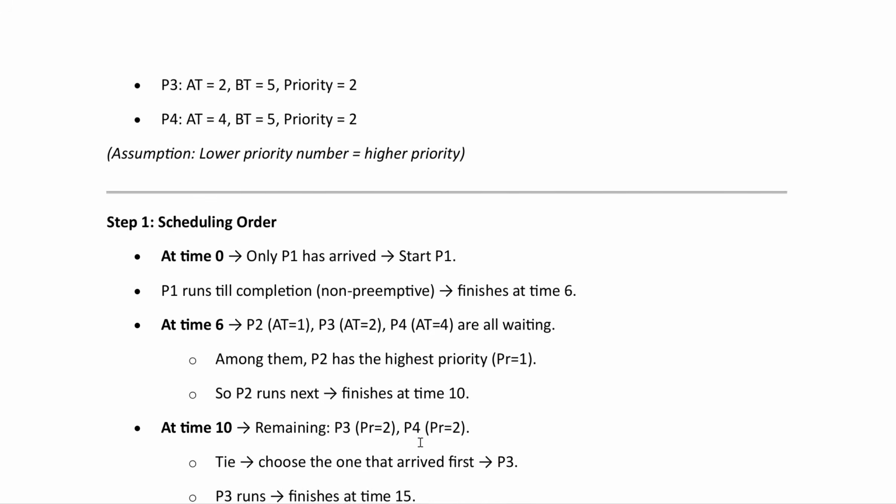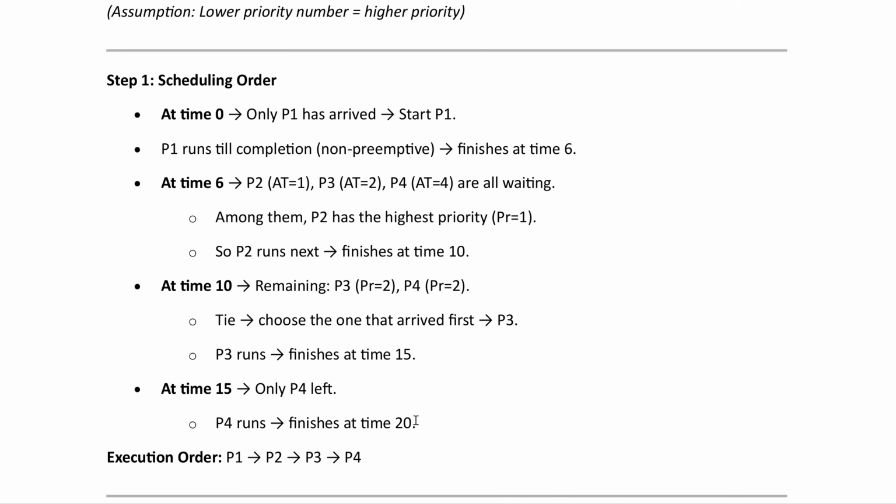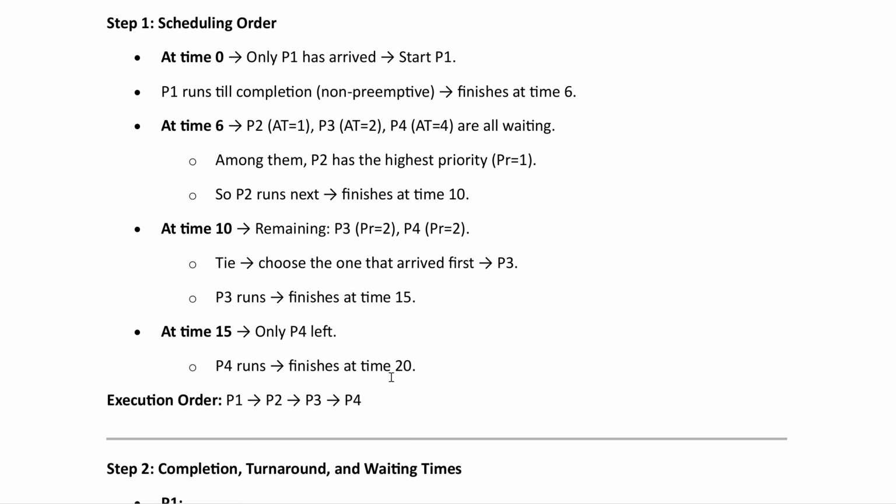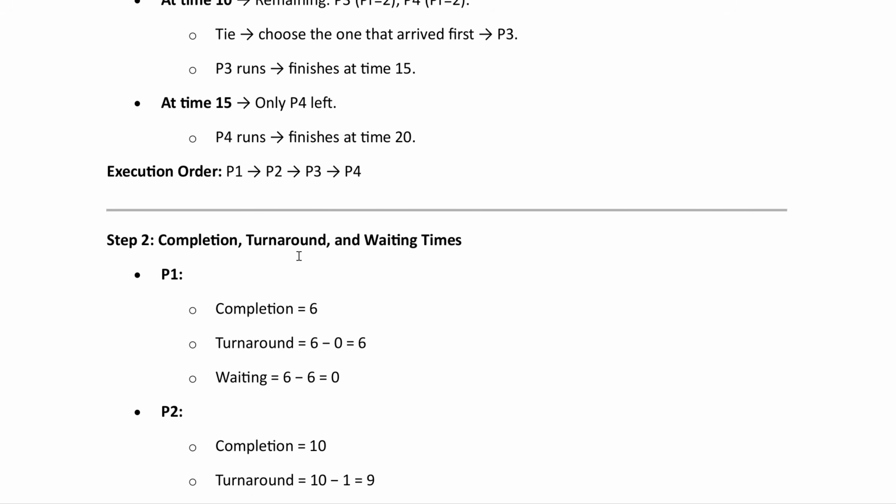And the burst time of P3 is 5, as you can see here, and therefore it will finish execution at time 15. At time 15, only the P4 process is remaining, and P4 will run, and it also has a burst time of 5. So 15 plus 5, 20. That is, the process P4 will also finish at time 20.